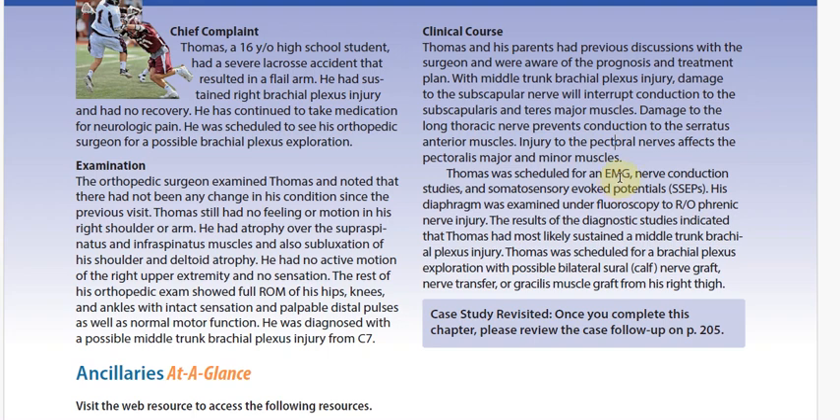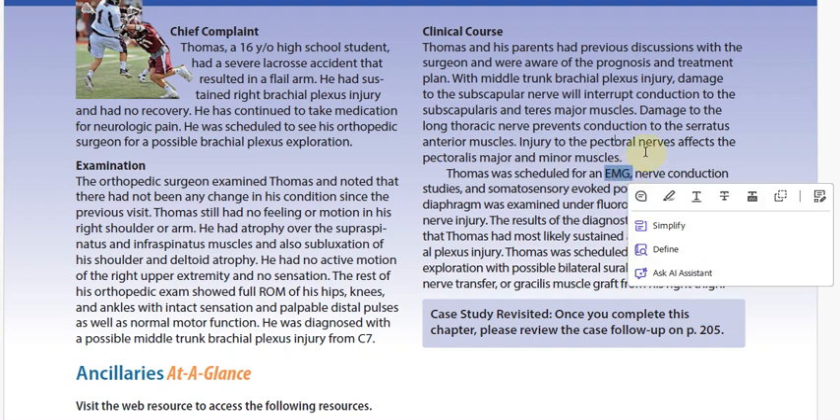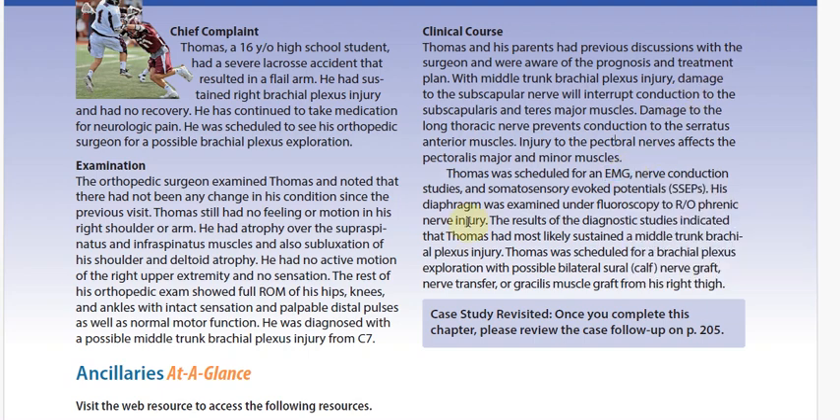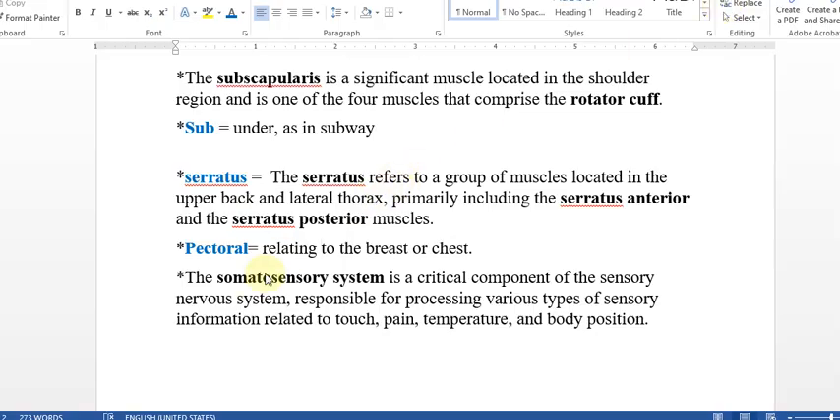This EMG here stands for electromyography. Another word here, somatosensory. Somatosensory system is a critical component of the sensory nervous system. The word sensory refers to the sense, and somat refers to the body. It is a Greek word. I think we have already worked on it.